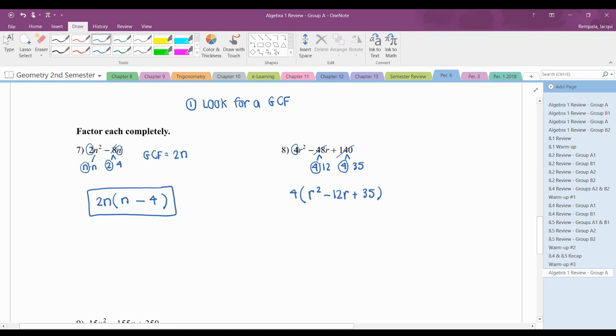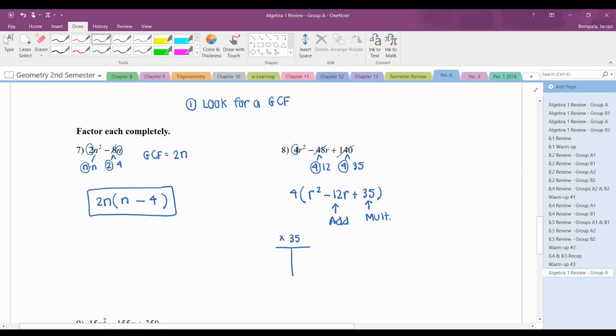Now, what I have in parentheses is a trinomial. When you have a squared term, the variable in the middle, and then a number at the end, we can potentially continue to factor. So remember, if there's no number in front of that squared term because we took out that GCF, I'm asking myself, what is going to multiply to the last number, but add to the number in the middle? So we're looking for numbers that multiply to a positive 35, but add to a negative 12.